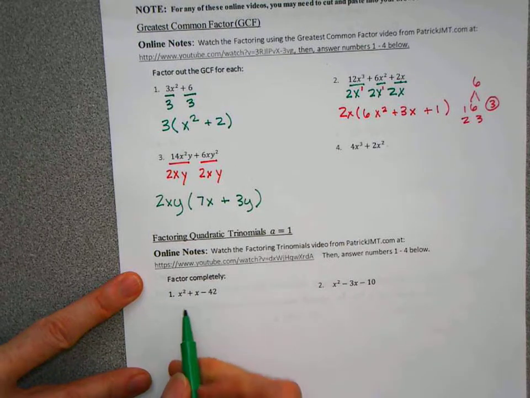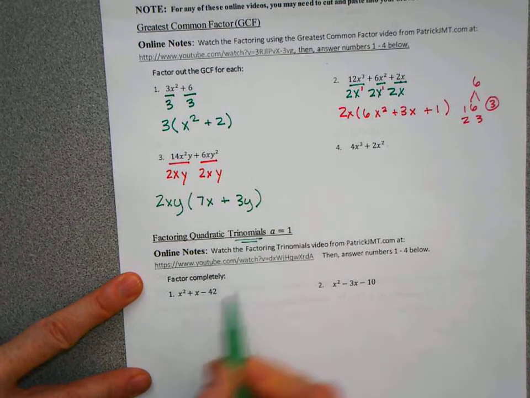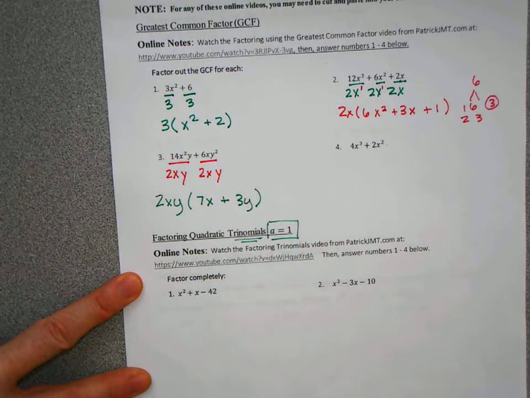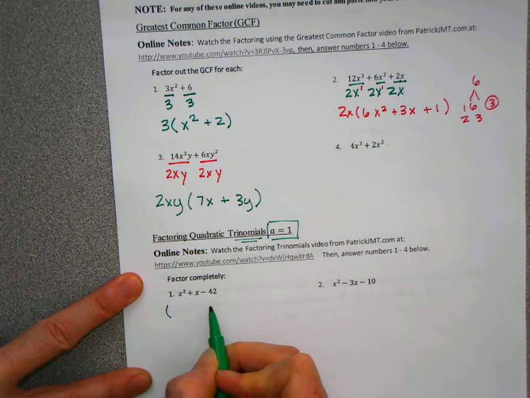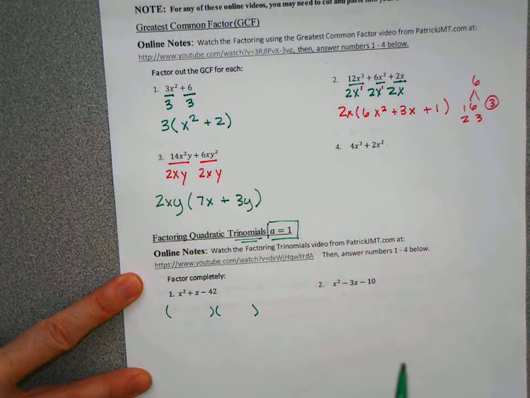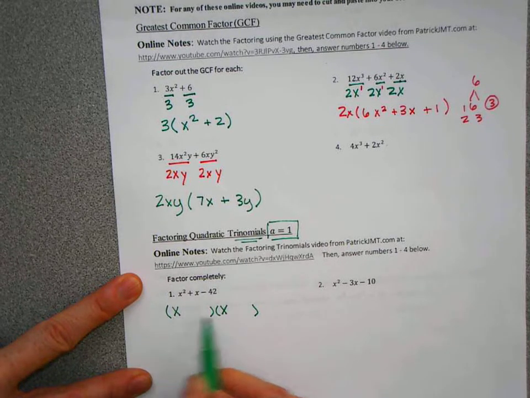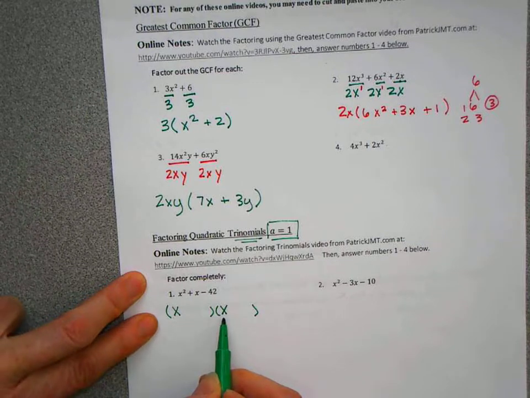Here we go, a different situation. We're factoring trinomials. There are 3 terms, and a is equal to 1. This is a nice, easy way to factor. This is one of our easiest. What we do is we know that this is x. These 2 parts of the binomial are just going to be x.